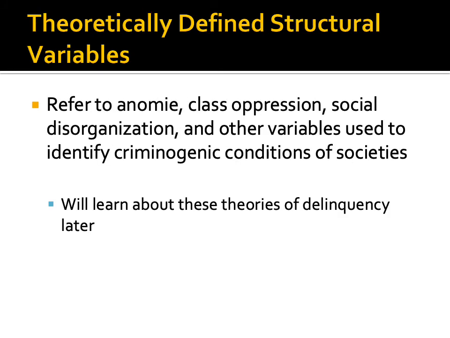There's also theoretically defined structural variables that will affect who you hang out with. These refer to things like autonomy, class oppression, social disorganization, and variables used to identify criminogenic conditions of society. We'll learn more about these theories of delinquency later, so I won't spend a lot of time talking about them, but just know that there are other theoretically defined structural variables that affect your social learning variables.